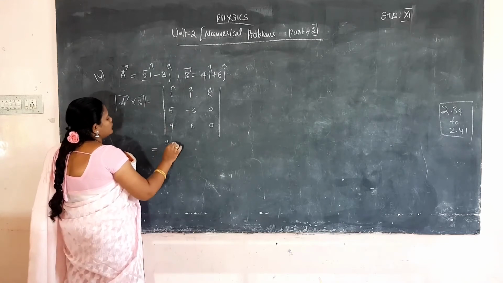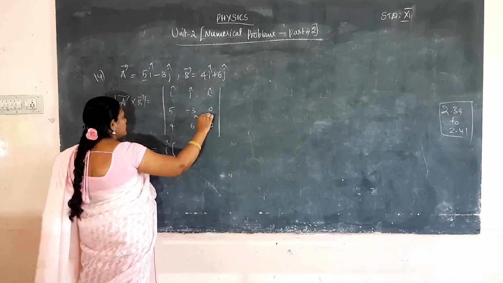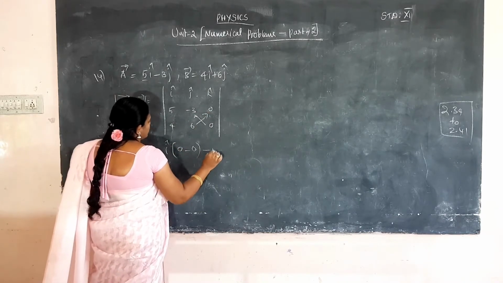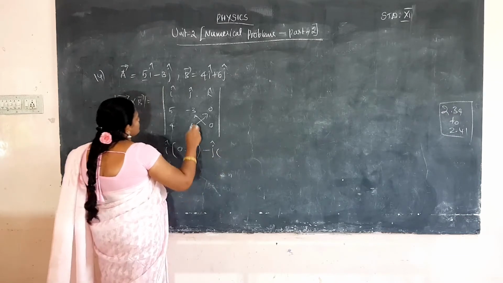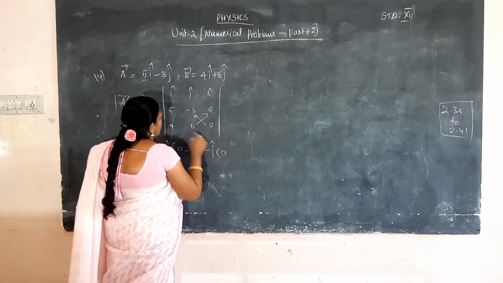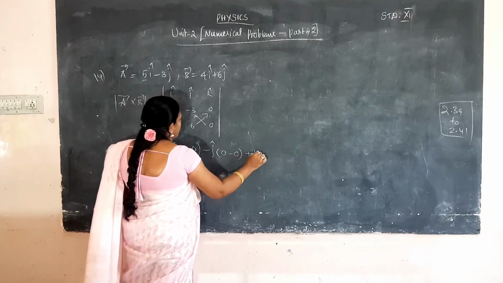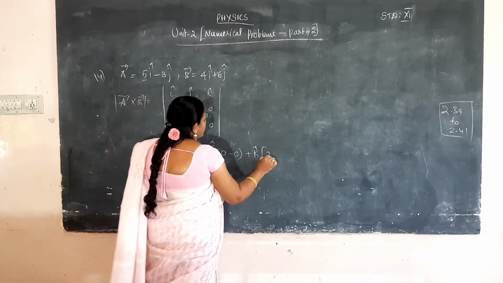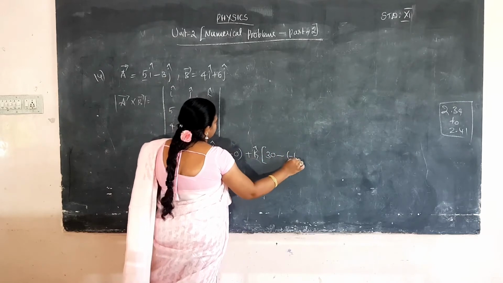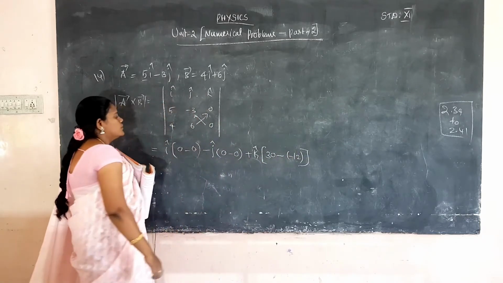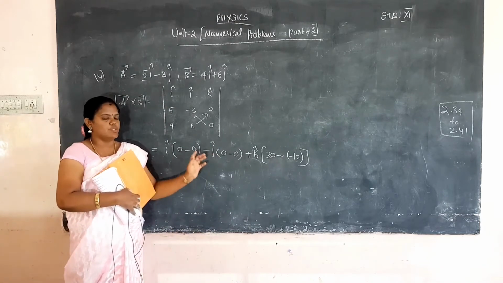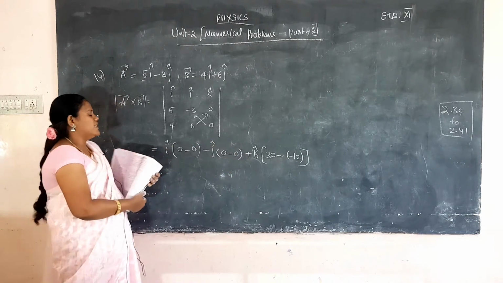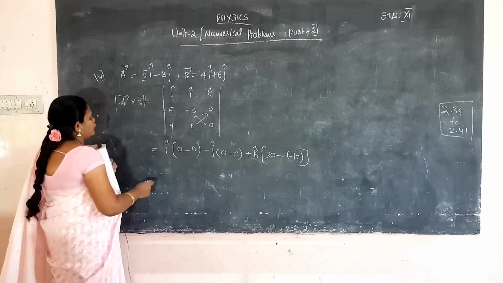First i cap, as I already told in the previous problem, multiply left to right: minus 3 into 0 is 0, 6 into 0 is 0. Then minus j cap, the second term is mentioned with a minus sign: 5 into 0 is 0, and 4 into 0 is 0. Plus k cap: 5 sixes are 30, minus of minus 4 threes are 12. So these two terms will be 0, and only the last term remains: 30 minus of minus 12, that is 42, so 42 k vector.